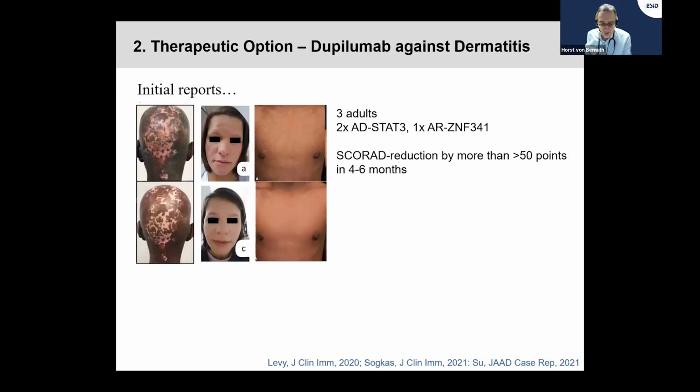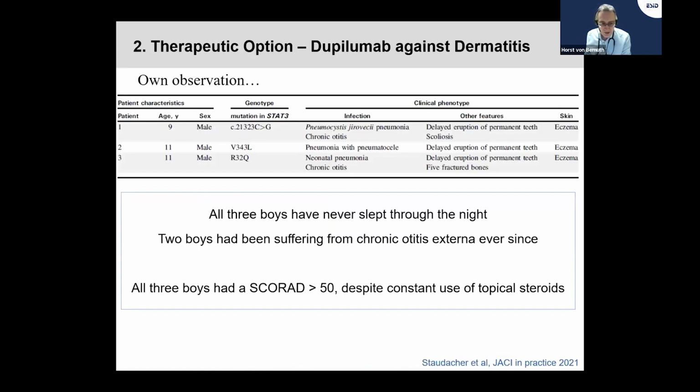So we were very happy about the initial reports of dupilumab in these patients. These were reports in adult patients, and when dupilumab was then approved in Germany and in Europe for patients older than 12 years of age, and later beyond 6, we started treating 3 boys between 6 and 12 in our outpatient clinic.